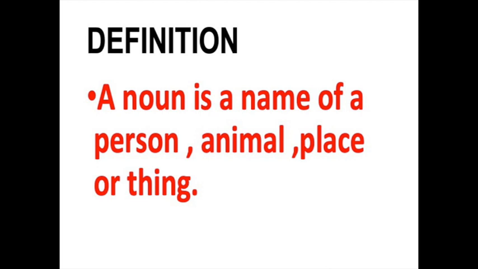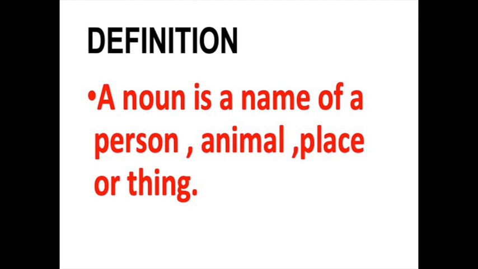Nouns. A noun is a name of a person, animal, place or thing. Everything has a name. Whether we are talking about a person, an animal, a place or a thing, everything has its own name. So that very name is known as noun.